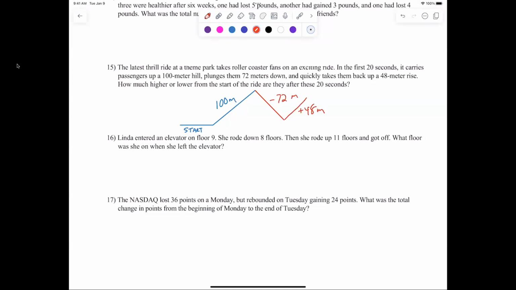So it definitely looks like I'm higher than I was before. Do we agree? So how much higher am I? What are you thinking, Sebastian? Well, tell me how much this is right now. If I'm here, where am I? Right now, I just went down 72 meters. So where am I at? How much? 28. That is correct.